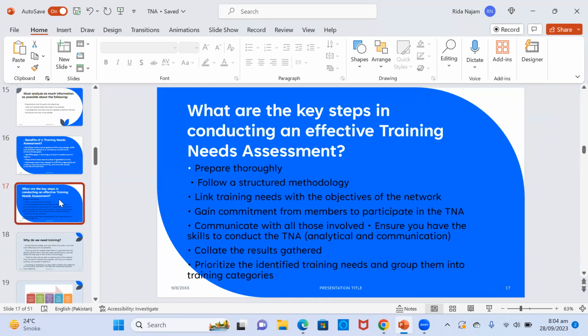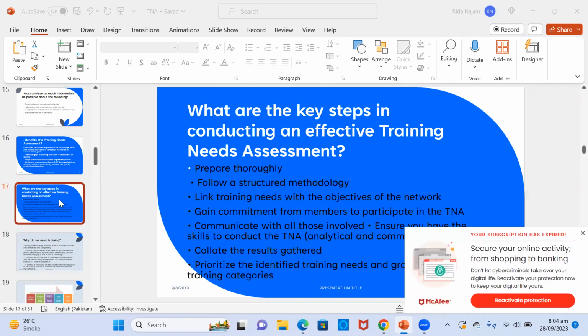What are the key steps in conducting an effective training needs assessment? Number one, prepare thoroughly, follow a structured methodology, link training needs with objectives of the network, gain commitment from members to participate in the TNA, communicate with all those involved, ensure you have the skills to conduct the TNA, which are analytical as well as communication.